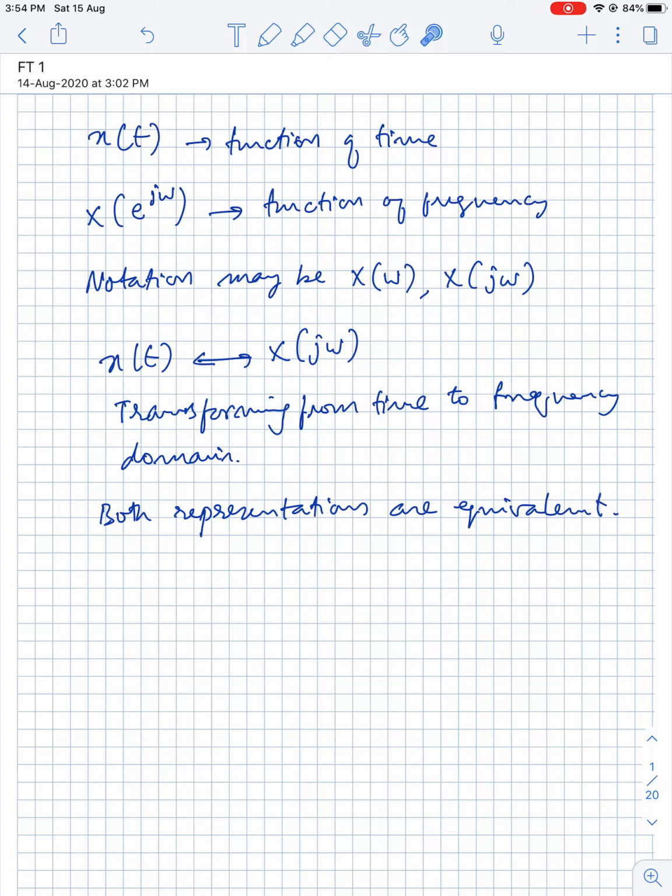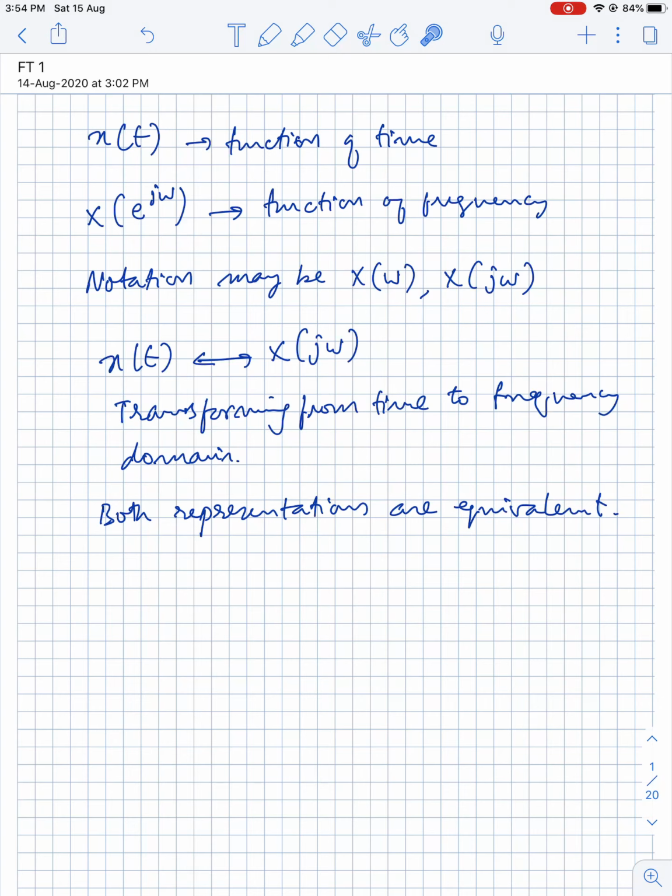the course. Of course, when you write a function or a signal x of t, we generally say this is the function of time. This x of t, the signal, is a function of time, and this is the time domain representation of the signal. And when you express it in terms of complex exponentials or eigenfunctions of LTI systems, we generally say it is the spectrum, and then the equivalent representation of the signal is in terms of its spectrum, which is x of e raised to j omega.